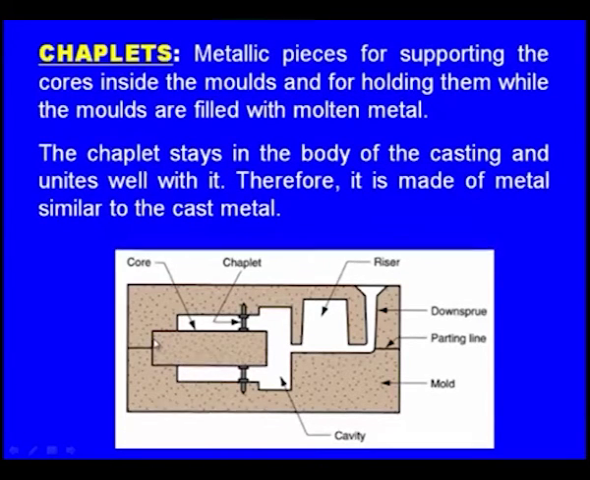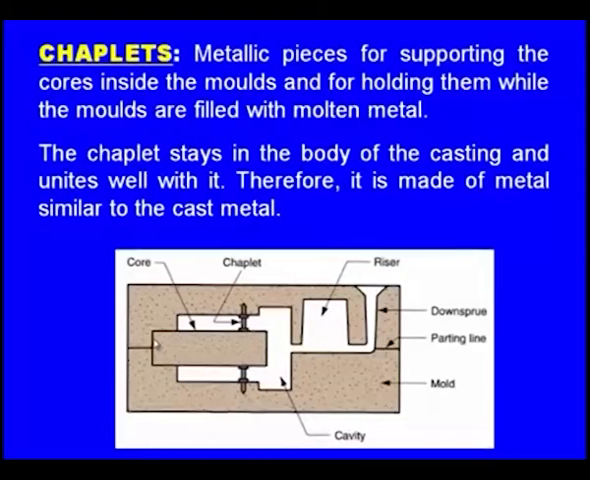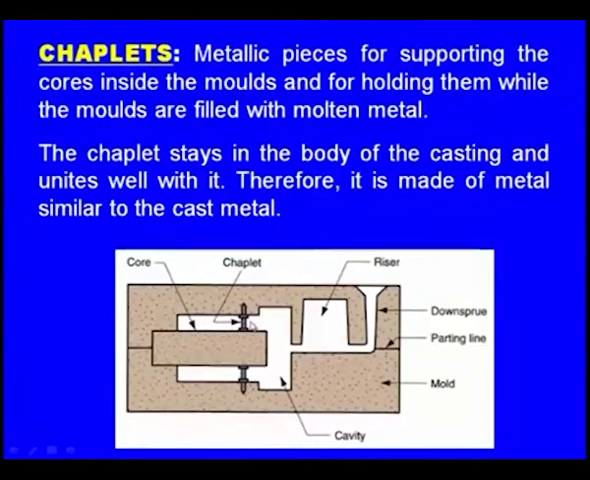This core is different from the previous case. In the previous case the core is supported on both sides, so no support in between is required. Now what is happening is that this core is supported on one side and the other end is not supported. Then what will happen? It will fall down, it will lean down. So we have to support the core on the other side also. For that purpose what we are doing is placing chaplets here, one chaplet here and another chaplet here.